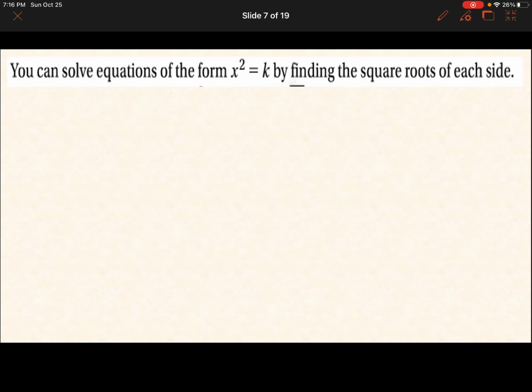This time we're going to discuss solving quadratic equations by extracting the square root. A given equation in the form x squared equals k can be solved by finding the square root of each side.